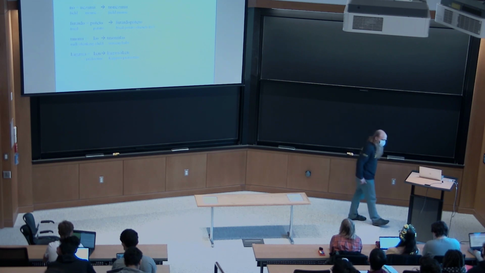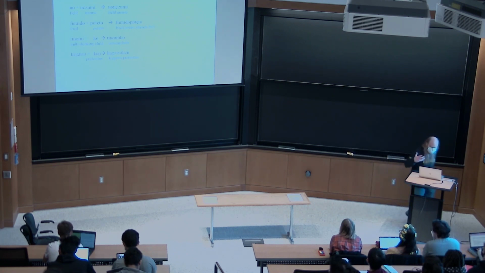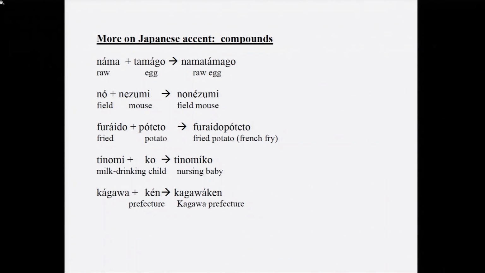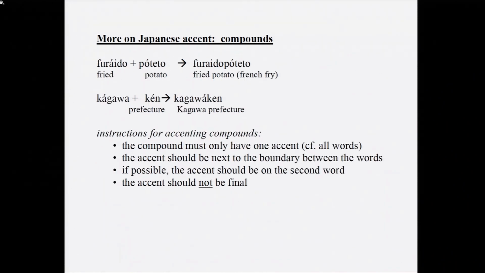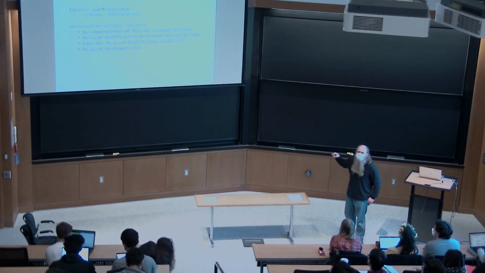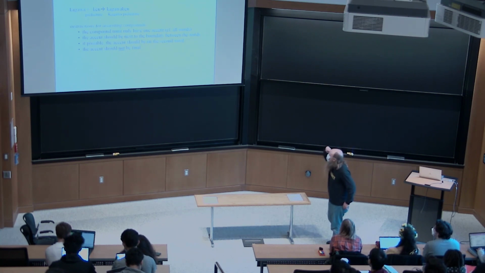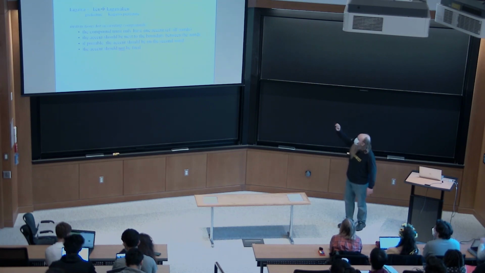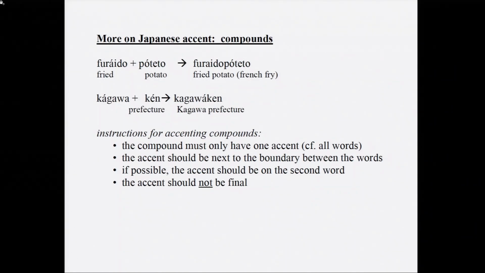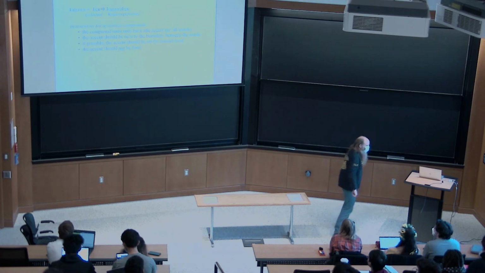What we said was, there is a set of rules for where accent goes in these compounds. The rules go something like this. There's only going to be one accent. It needs to be next to the boundary between the words. And if possible, it should be on the second word, that is, after the boundary between the words. But you don't do that if that would result in the accent being on the last syllable. So the general pattern is the one you're getting in French fry, fried potato, where you get accent at the beginning of the second half of the compound, potato. That's what you get in most of the examples on the preceding slide.